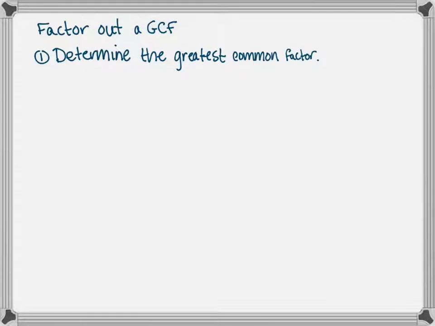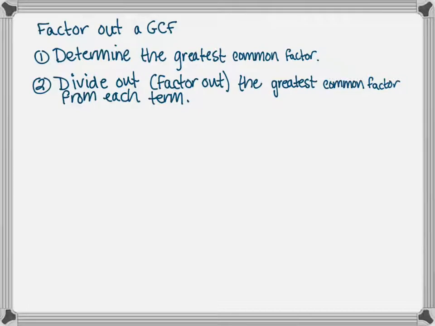So the steps are generally determine the greatest common factor, so the largest term that divides evenly out of all the terms in your expression, and then divide out the greatest common factor from each of those terms. So for example, 16x squared minus 12x. Our GCF, if we look at 16 and 12, the largest number we can divide out of both of those is 4. And they both have an x, and my lowest exponent is a 1 that is in the 12x. So 4x is my GCF.